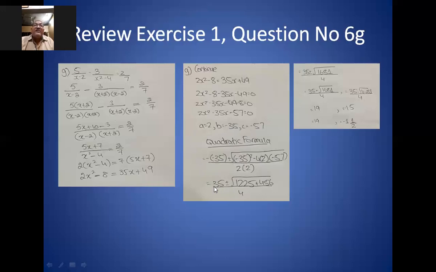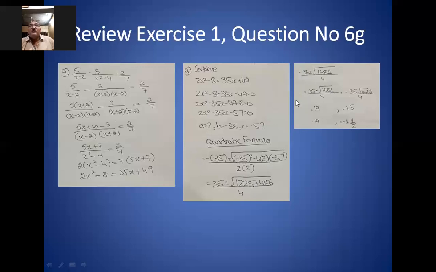So minus minus will become plus 35 plus minus under root, and minus 35's whole square will be 1225, and minus minus will be plus, and 4 into 2 into 57 will be 456. So the whole thing divided by 4. When you add these two, it will be 1681.